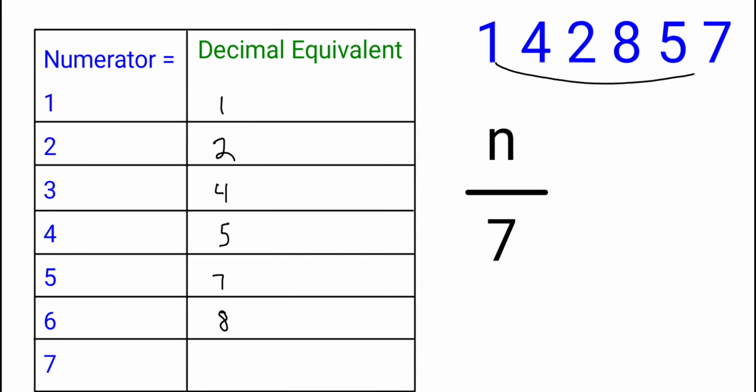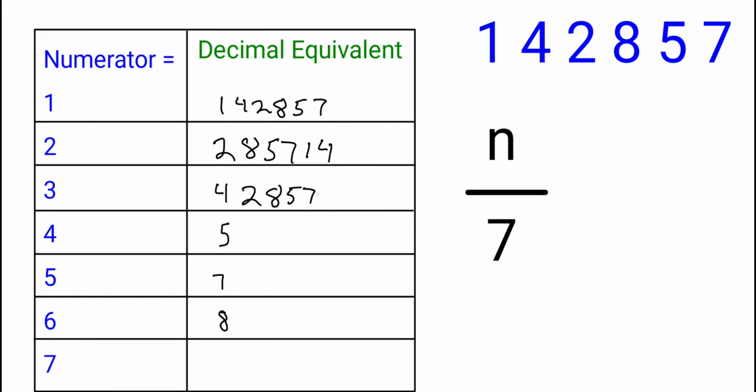1, 4, 2, 8, 5, 7. So if I'm starting with 1, my next numbers are going to be 4, 2, 8, 5, 7. And if I'm starting with 2, my next number is 8, 5, 7, 1, 4. If I'm starting with 4, my next number is 2, 8, 5, 7, 1. If I'm starting with 5, my next number is 7, 1, 4, 2, 8.